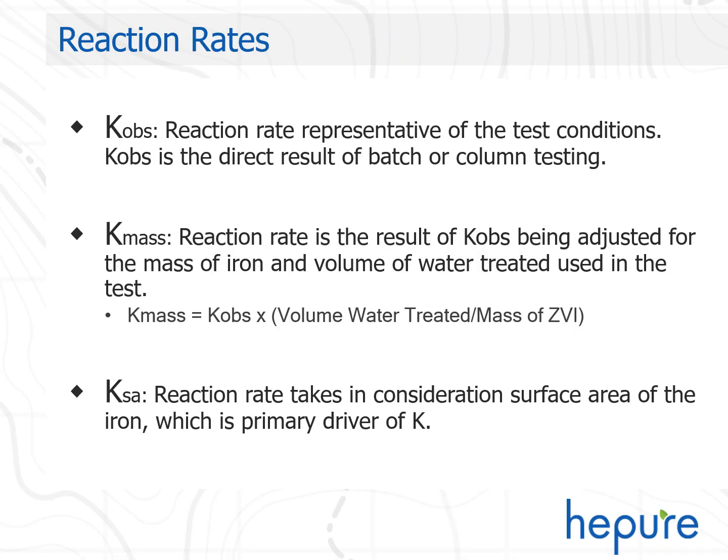To complete our model, we want to derive a K mass by adjusting K observed for the volume of water treated in the time interval and the amount of ZVI used in the treatment. We can now make predictions for other conditions. KSA is a reaction rate based on the surface area. This is a direct relationship. However, we buy ZVI by the pound and not by the surface area, so it's not a practical term to work with.